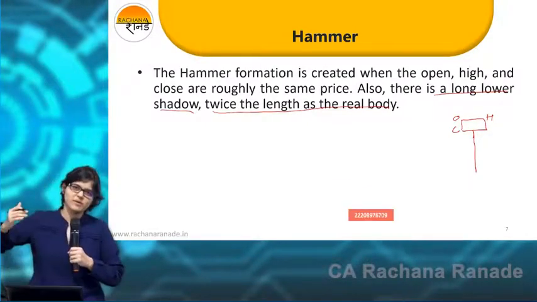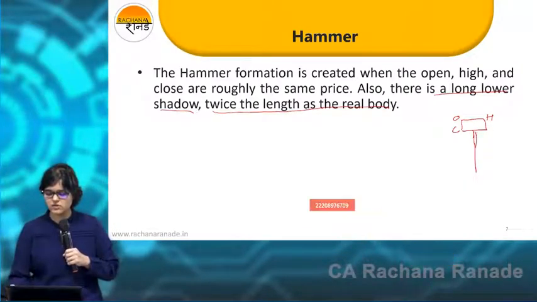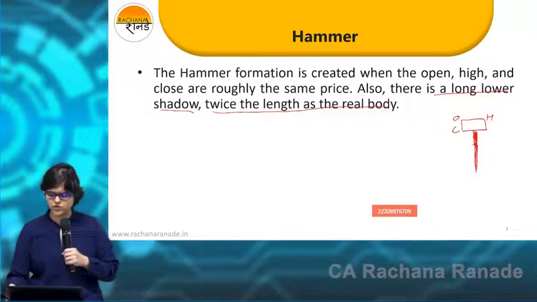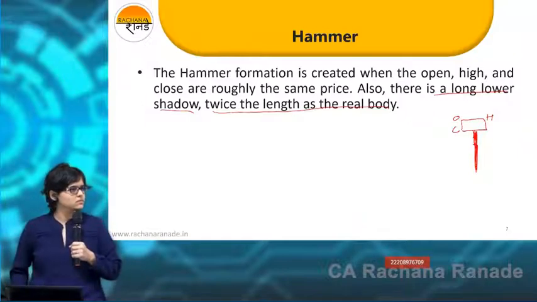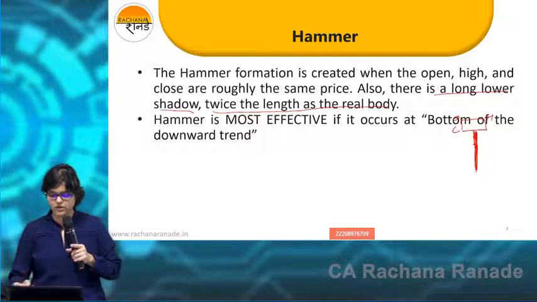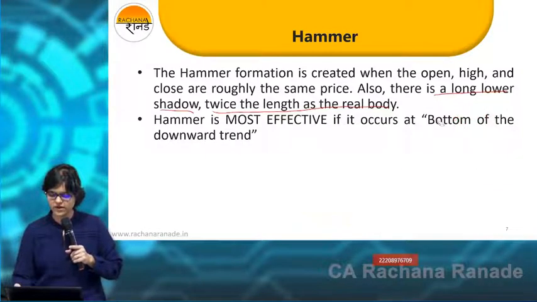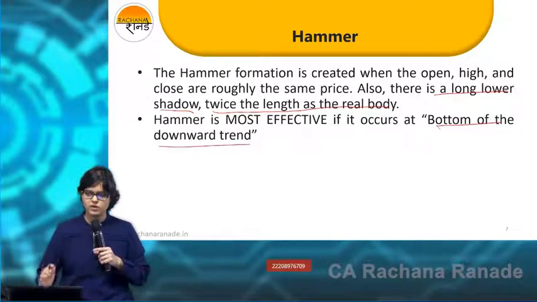At least twice this should be as compared to the body of the candle. If it is going higher, that's okay. If it is bigger in length, it's okay. Fair enough? Have you understood? What is one more important point? Hammer is most effective if it occurs at the bottom of the downward trend.